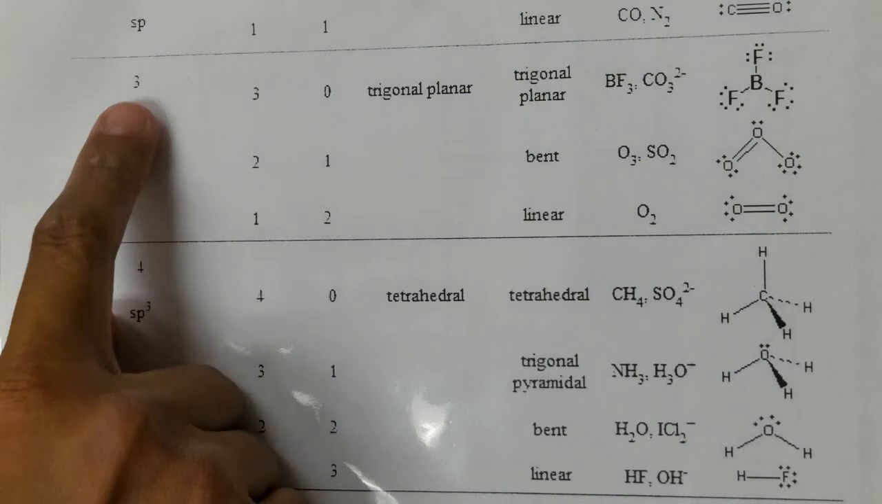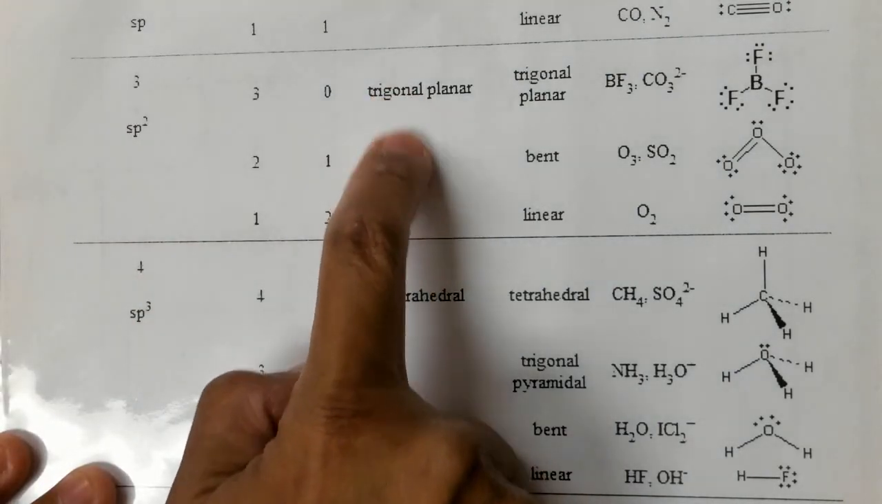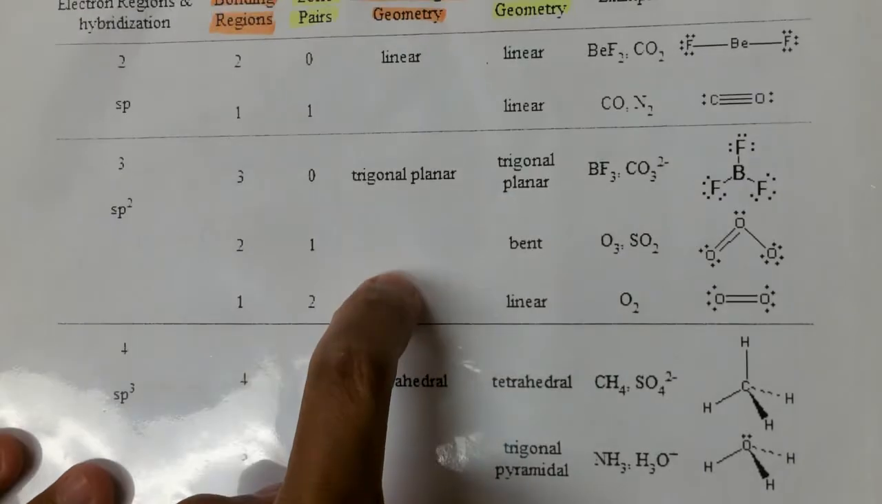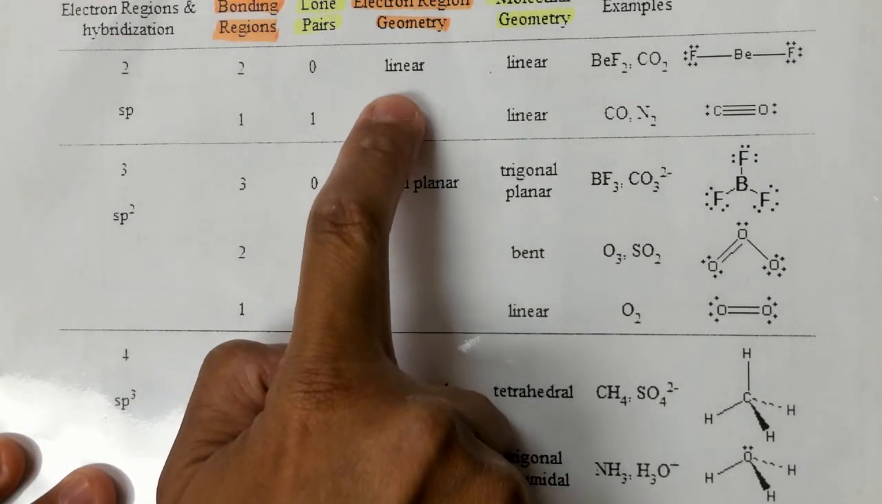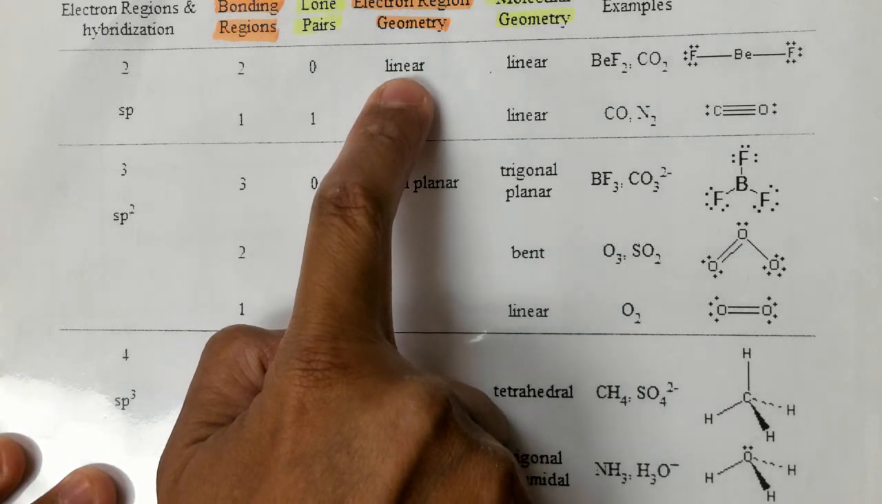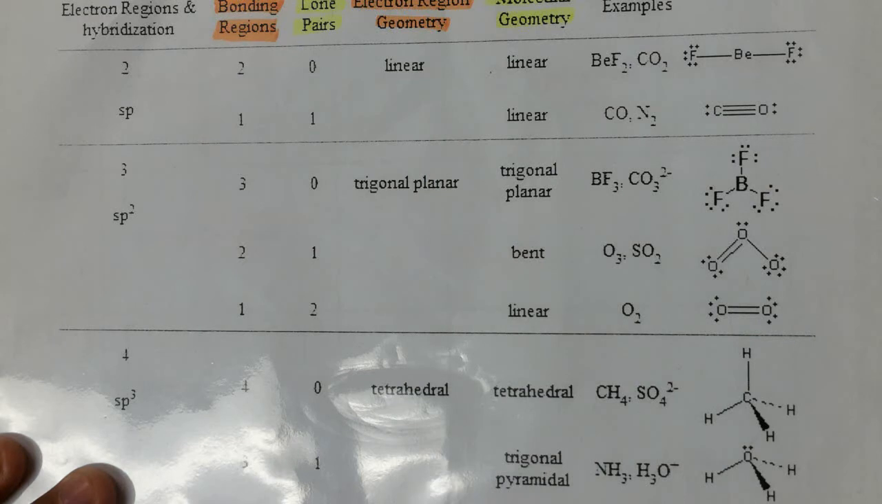Similarly, if we have 3 electron regions, all of these here should be trigonal planar for the electron region geometry part. So if you see a blank, all you need to do is refer to the word on top, and that is automatically the electron region geometry.